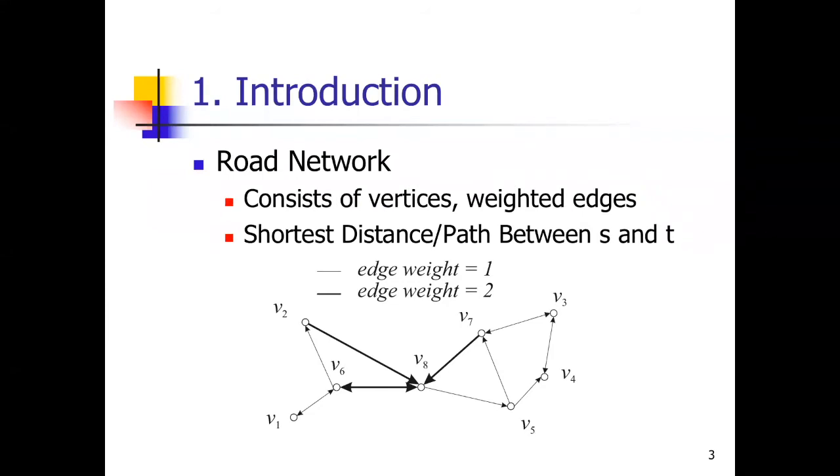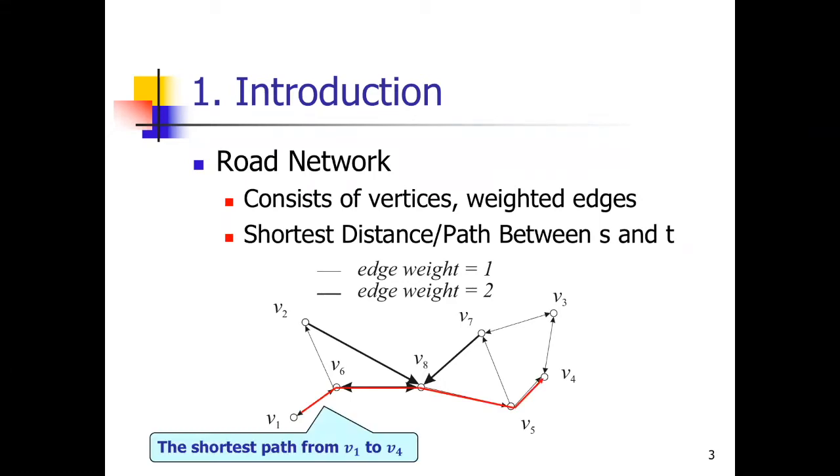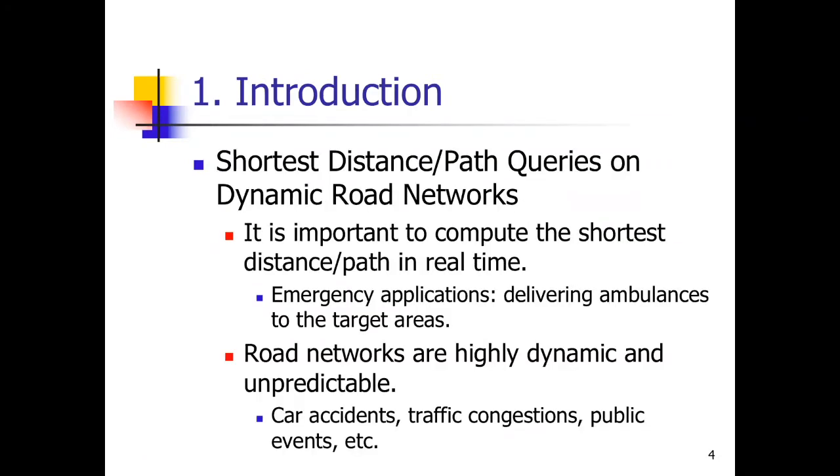So first, what is a road network? A road network consists of vertices and edges, and each edge has a weight. The physical meaning of a weight could be a distance or travel time. In this example, there are 8 different vertices, and the shortest path from V1 to V4 is as shown in the red line. The shortest distance from V1 to V4 is 5.